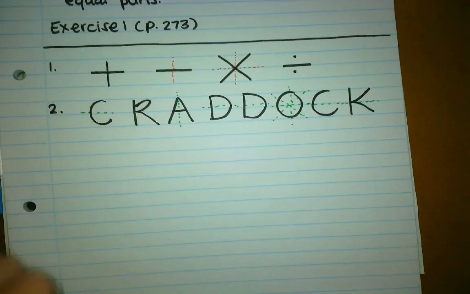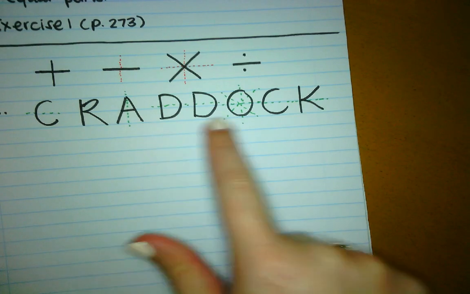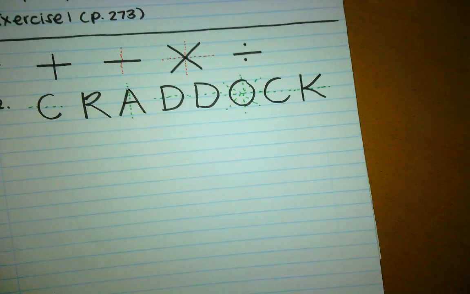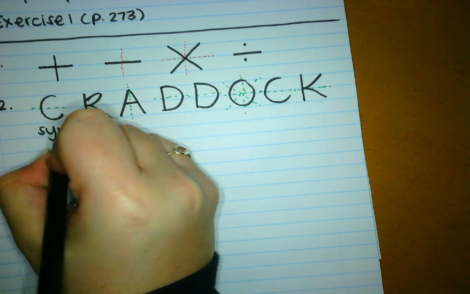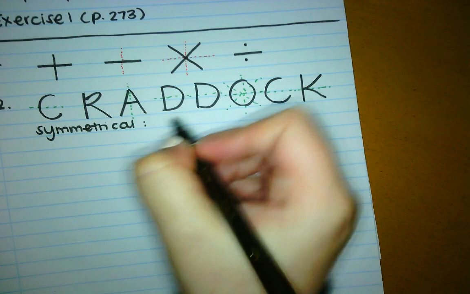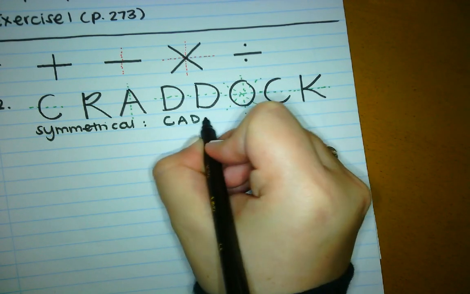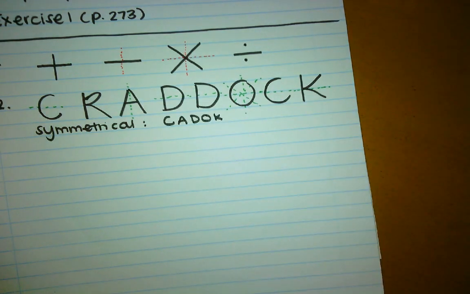Which of your letters in your name are symmetrical? So I've got C, A, D, O, and K. C, A, D, O, and K. Caddock.